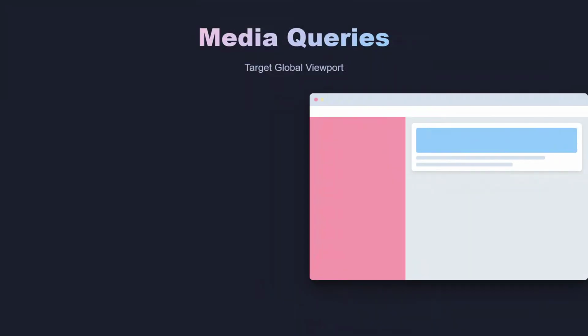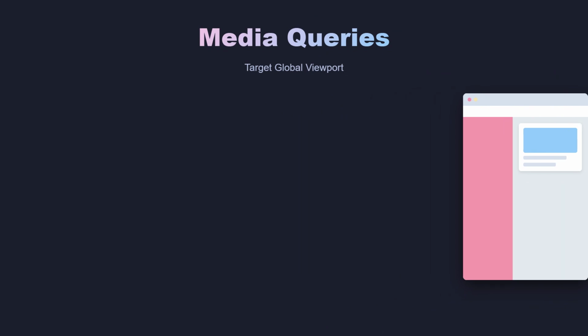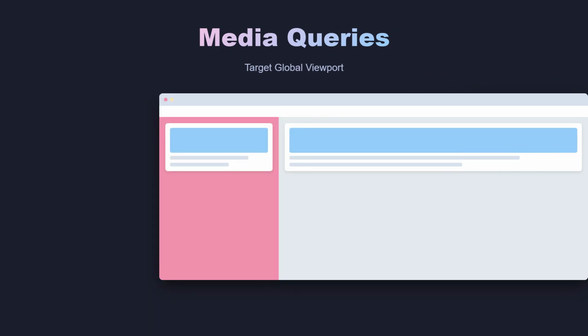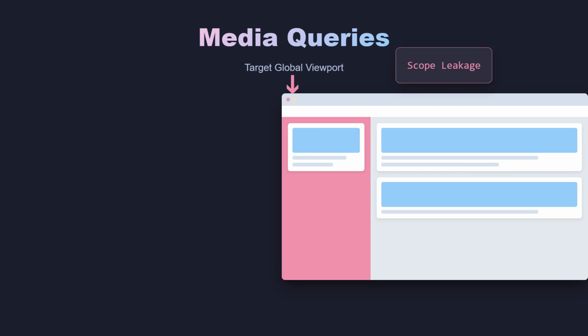Media queries only target the global viewport size. This fundamental limitation breaks component portability across different layout contexts. Imagine placing a wide card component into a narrow sidebar. The component needs to adapt its internal layout based on the sidebar width.